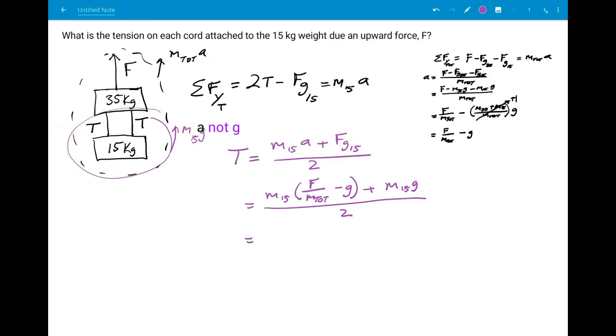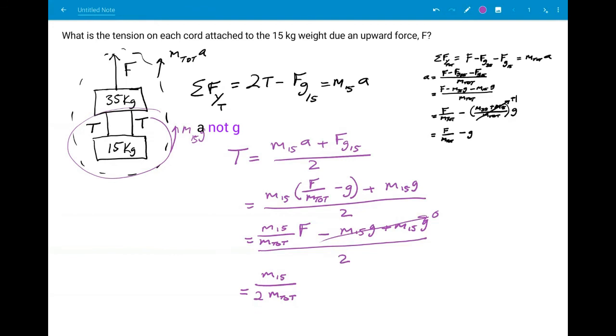So what we're going to have here is mass 15 divided by mass total times F, and minus m15 g. Ooh, the mass of 15 g, this is going to be 0. That's going to cancel out all this divided by 2. So our answer turns out to be m15 over 2 times the total mass, times F. Well, let's plug in our values.